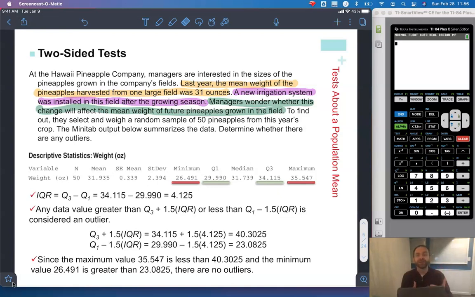And you were told, and I have a couple things highlighted here for you, in the orange, the last harvest of the pineapples had a mean weight of 31 ounces. And then in the purple, a new irrigation system was installed. So here's what happened last year: a new irrigation system, so there's a change that went into place. And then we have this green highlighted part saying the managers wonder whether this change will affect the mean weight of the pineapples harvested in the field this season.